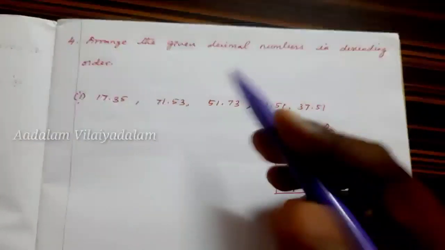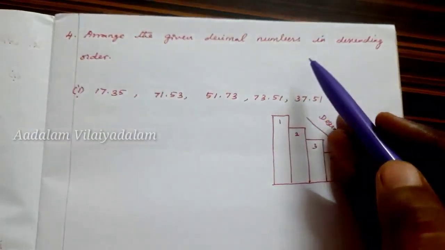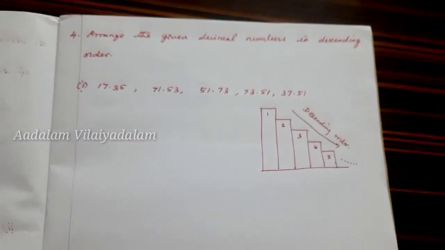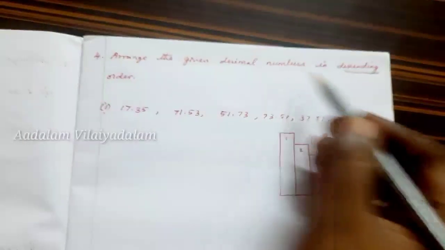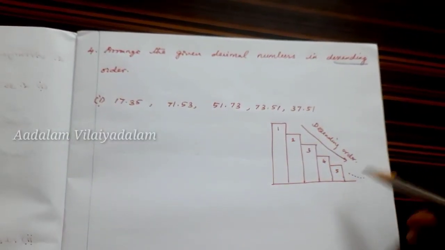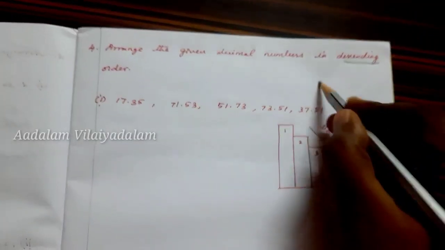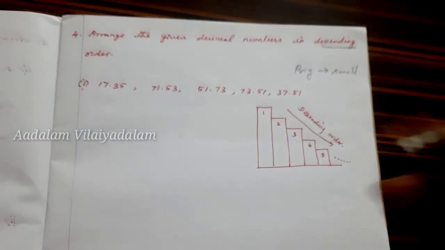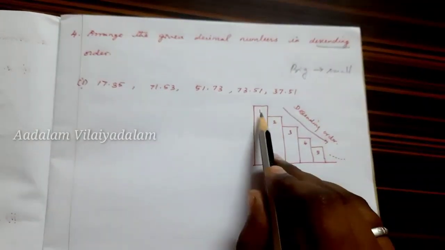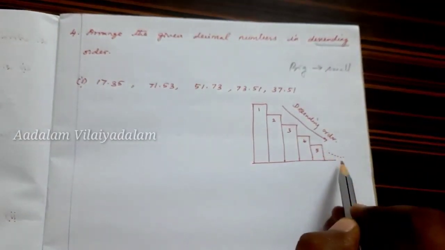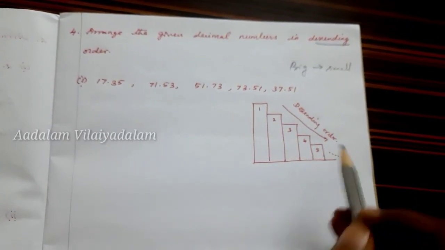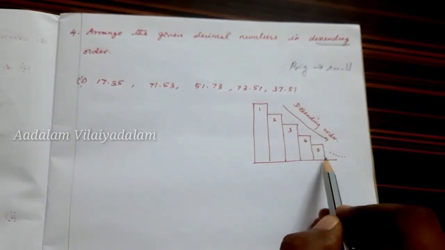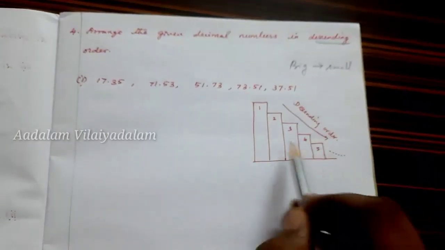Now look at the fourth question. Arrange the given decimal numbers in descending order. So remember the word descending order. What do you mean by descending order? It's nothing but big to small, or coming down, from the first step moving to the last point or the least point. 1, 2, 3, 4, 5. So writing the numbers from the highest to the lowest form.